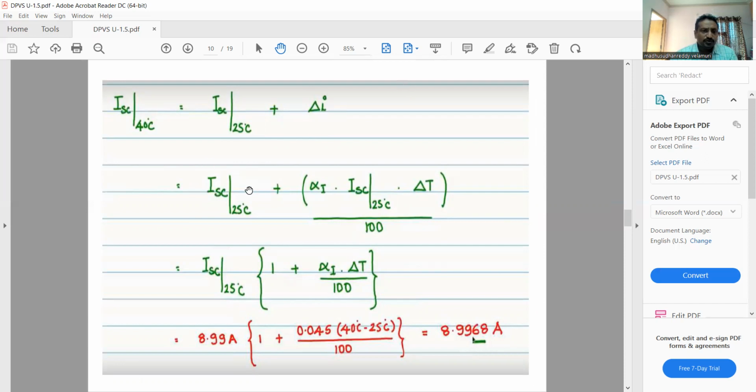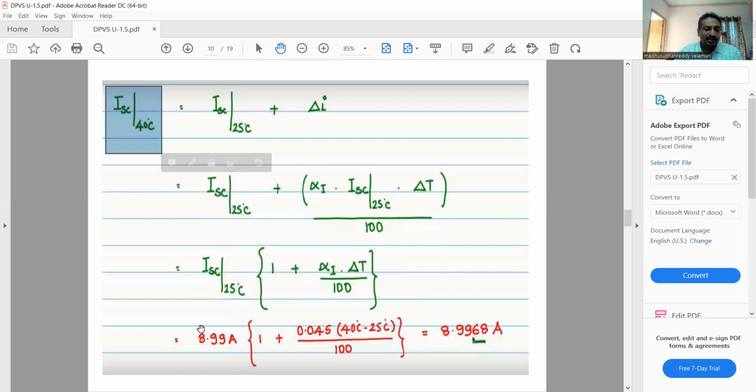So delta I is equal to I_SC at 25 degrees centigrade plus alpha I into I_SC at 25 degrees centigrade into delta T divided by 100. So you'll pick up this I_SC as common: 1 plus alpha I into delta T by 100. I want to evaluate I_SC at 40 degrees centigrade.